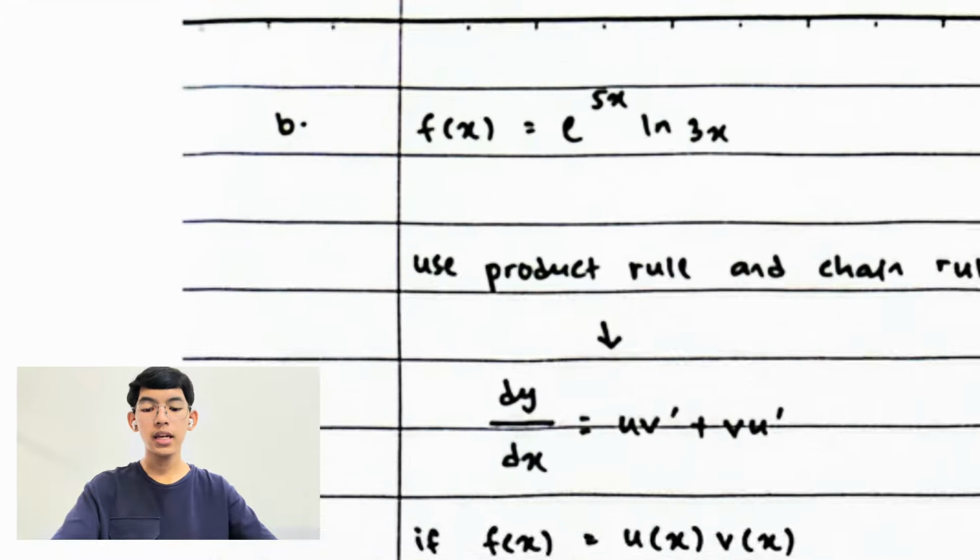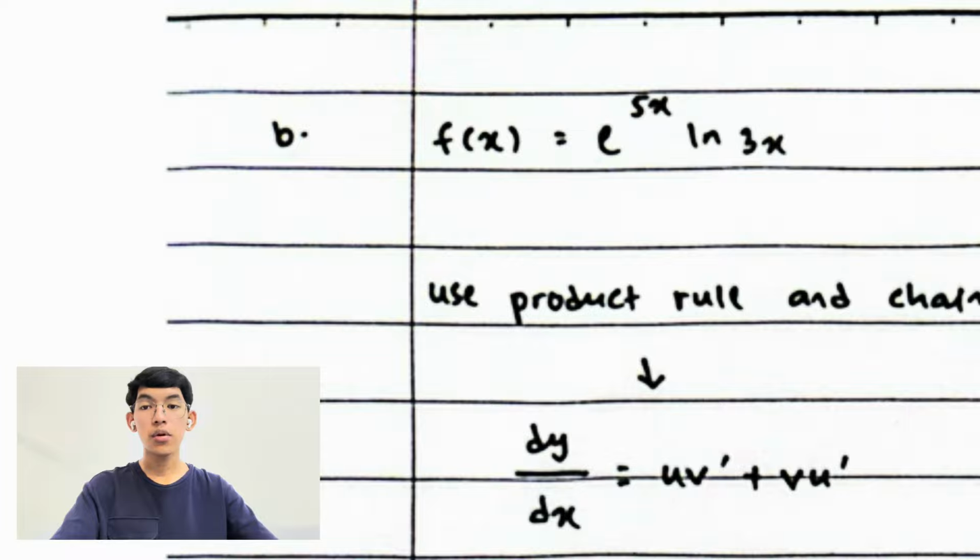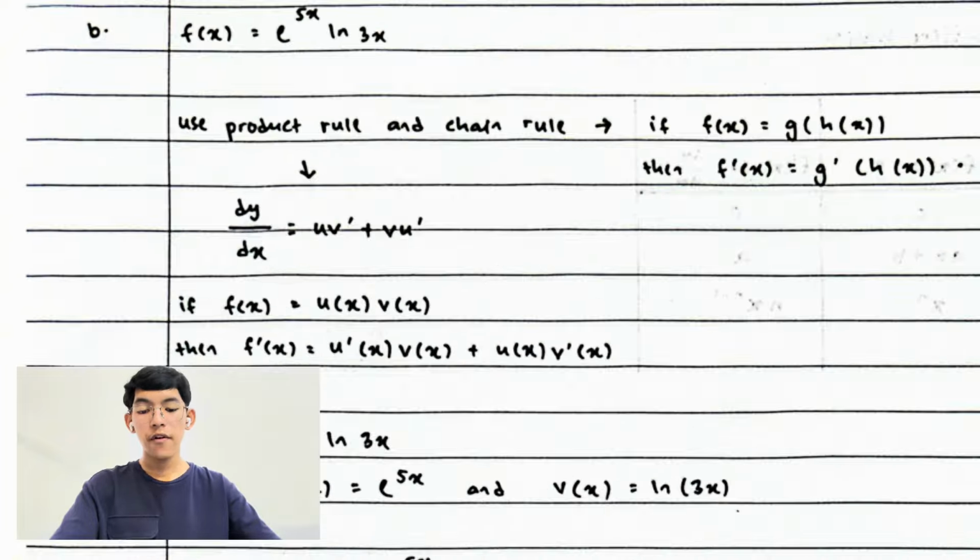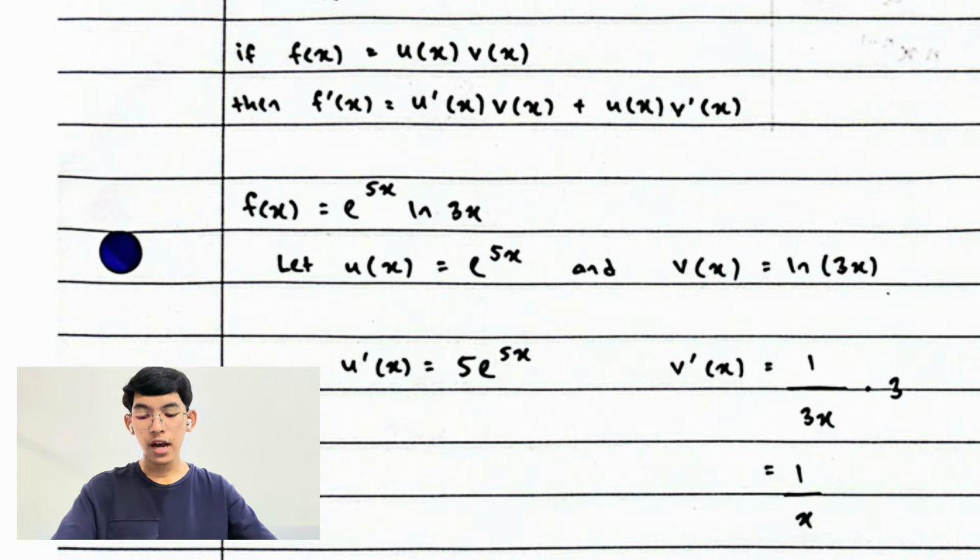Okay, for question B, f(x) equals e to the power of 5x times ln 3x. Okay, first we need to recall the product rule and chain rule. We need to use them. Okay, the next step is we need to identify u and v. Let u be e to the power of 5x and v be ln 3x.